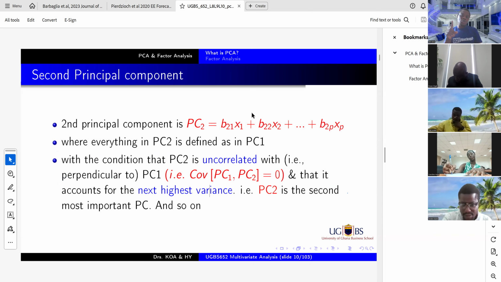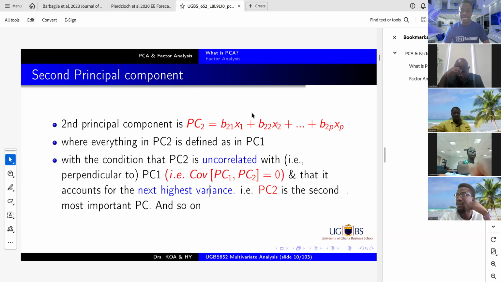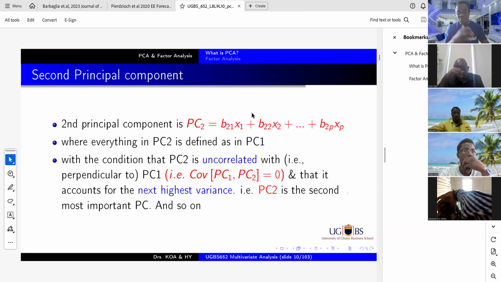Now, I already told you that there should be uncorrelation. There should be orthogonality between principal component one and principal component two. This is known as covariance. So that means that principal component two is supposed to be perpendicular to principal component one. Now, who can tell me, why do you think we are saying that principal component one should be perpendicular to principal component two? Why do you think perpendicular comes into the picture?